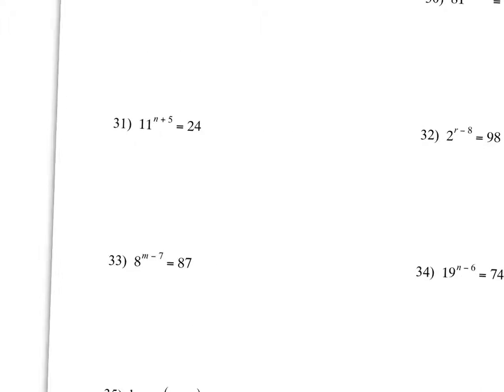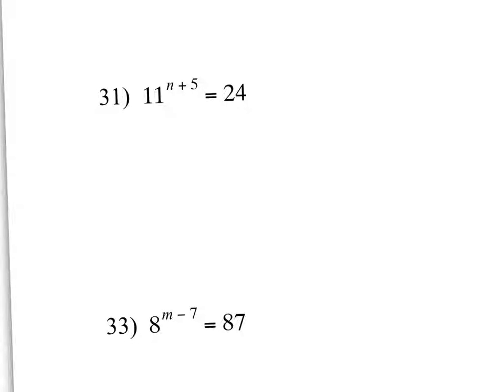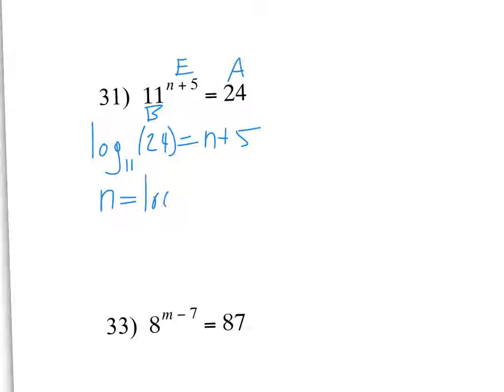Looking at number 31, we notice that things cannot be written in the same base. So all we can do here is convert this to log form. So we've got base, exponent, and answer or argument. That means that we're looking at log base 11 of 24 is equal to n plus 5. Getting n by itself, we get log base 11 of 24 minus 5, and we're done.